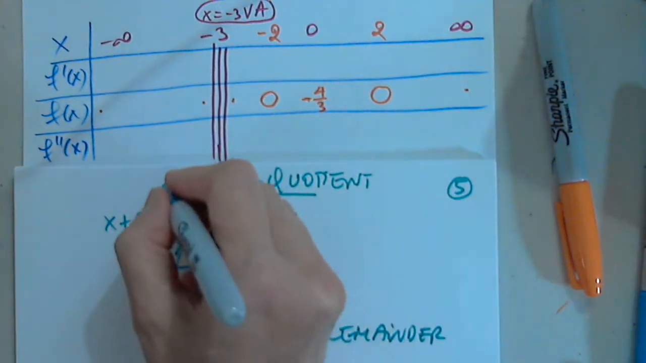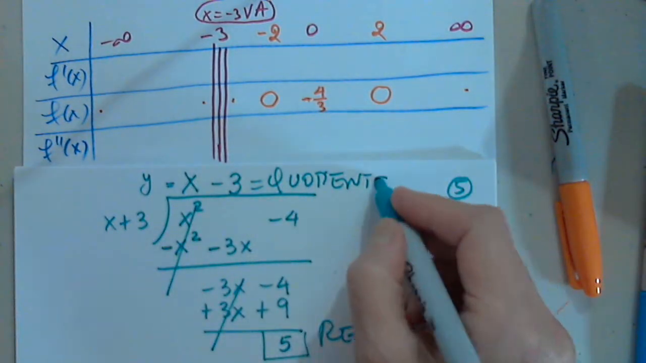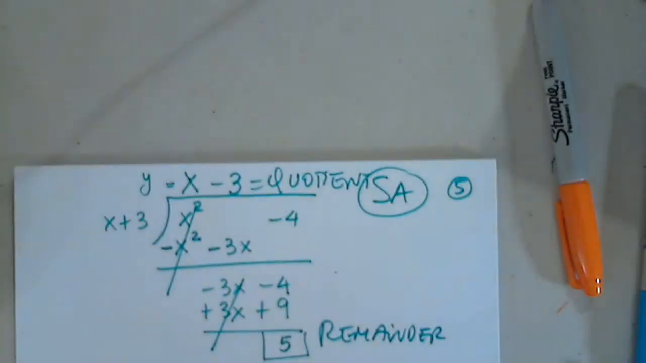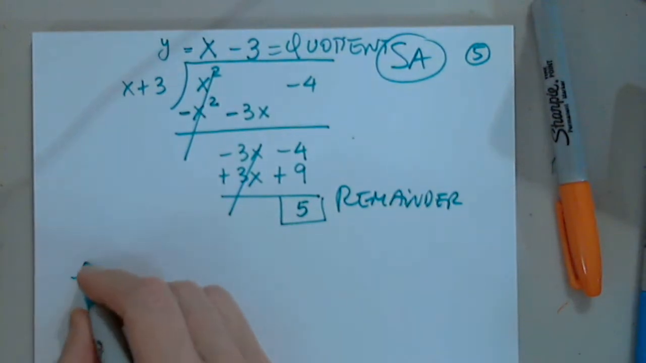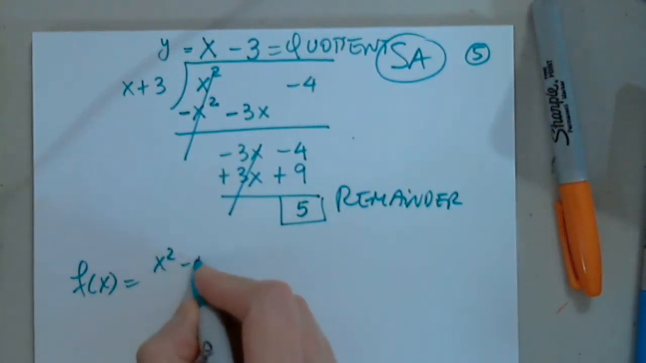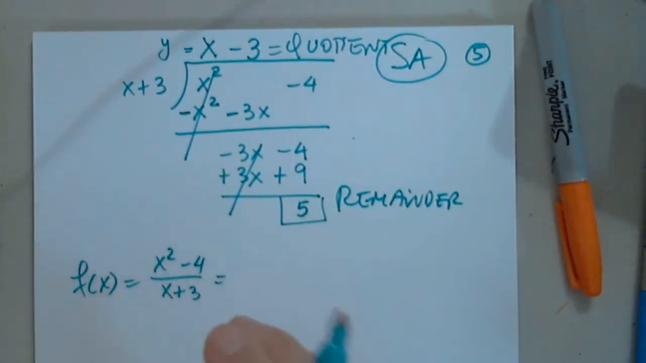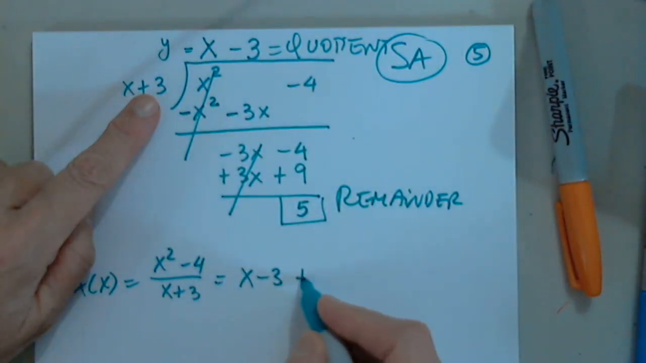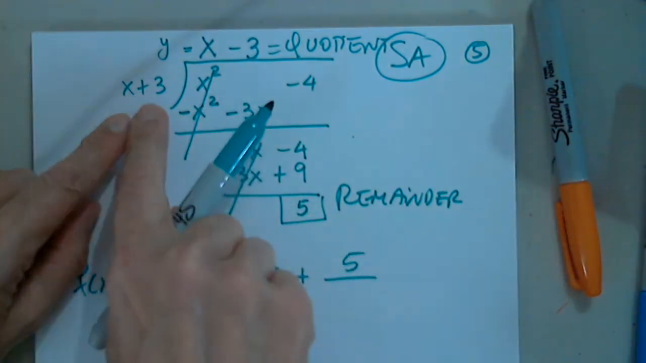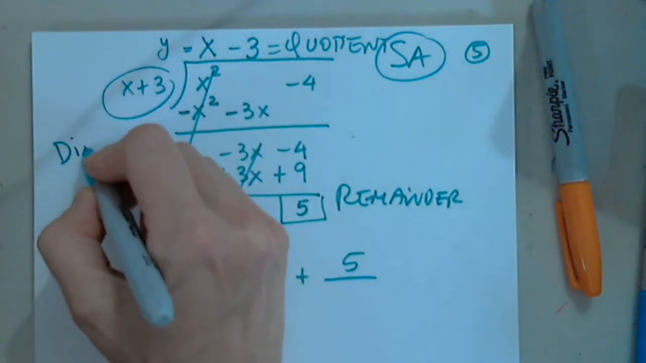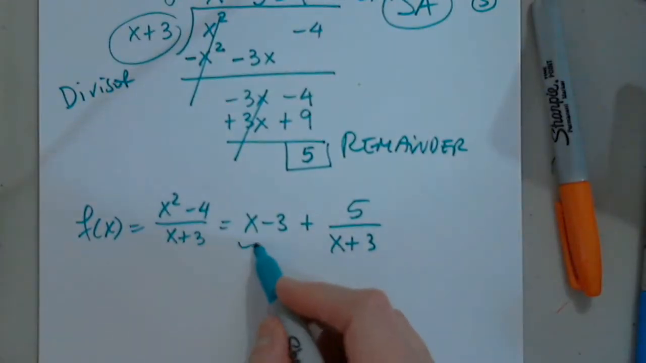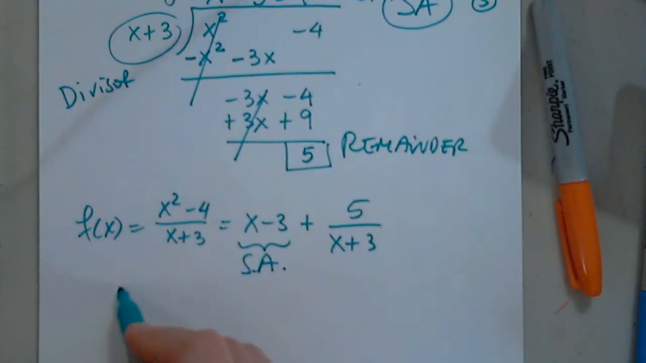I'm going to write it one more time. And this is the slant asymptote, just the quotient. So our function initially was (x squared minus 4) over (x plus 3). It can be rewritten as the quotient plus the remainder over the divisor. And this is the slant asymptote: y equals x minus 3.